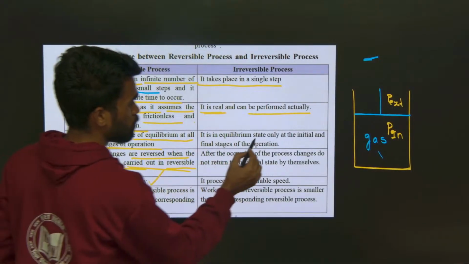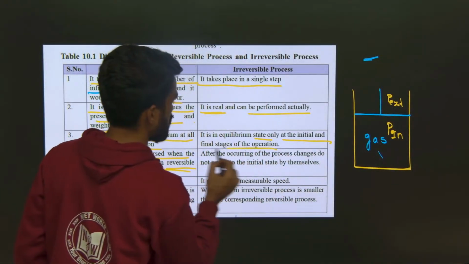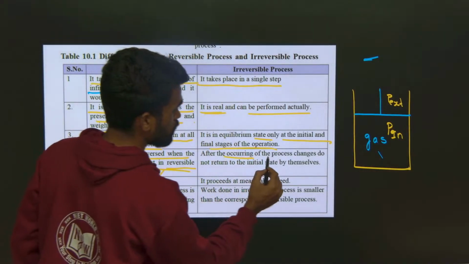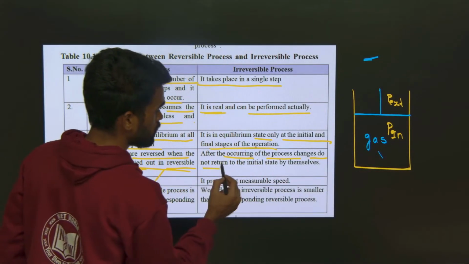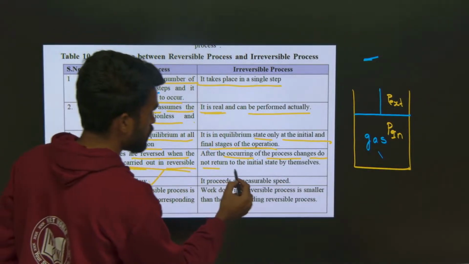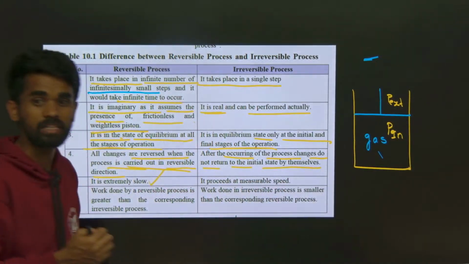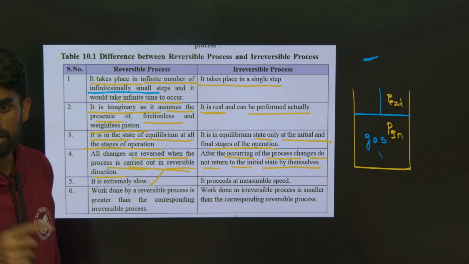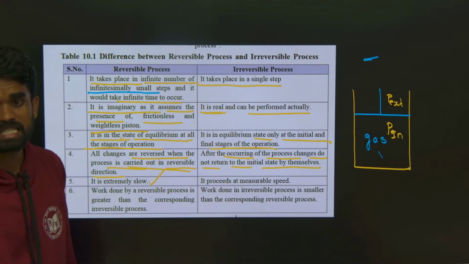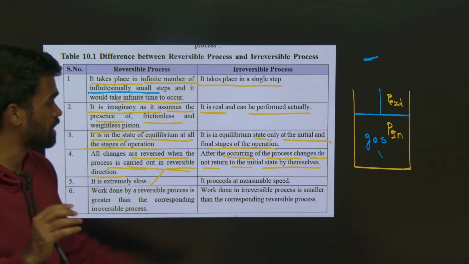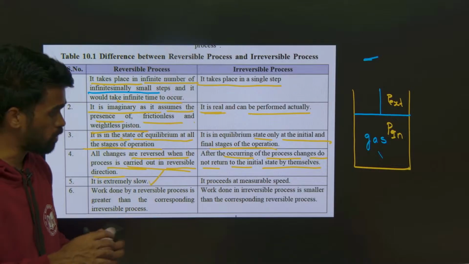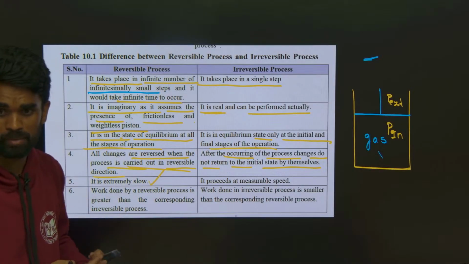Okay, so equilibrium state is only attained at the initial and final stages of the operation. After occurring, the process changes do not return to the initial state by themselves. It cannot happen by itself, like gaining the original or initial state from the final state on its own. By using some external aid it may be possible.